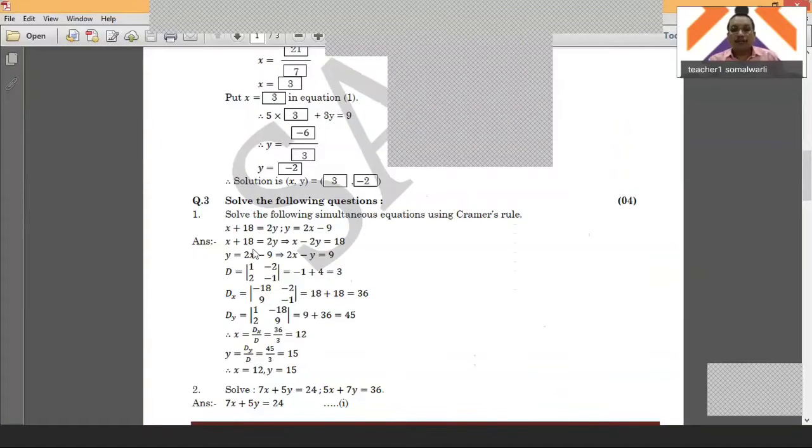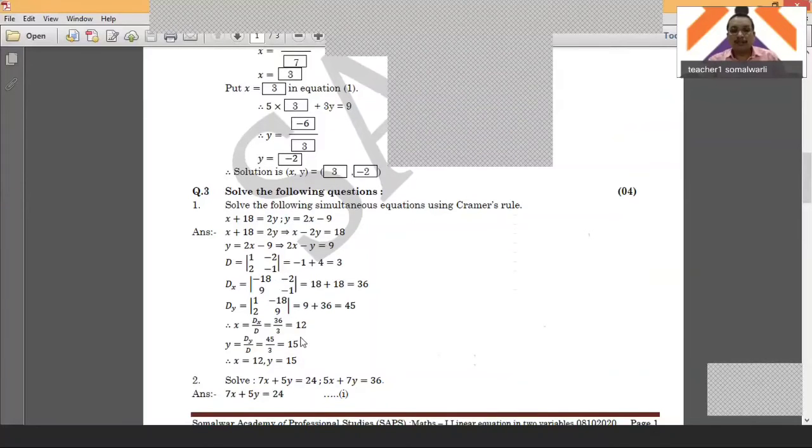And remember one thing, in this model answer, there is one correction. X minus 2y is equal to 18, but it should be minus 18. Keep this in mind. It is actually just a typing mistake, nothing else. So keep in mind it is minus 18. Rest of the things are as it is.